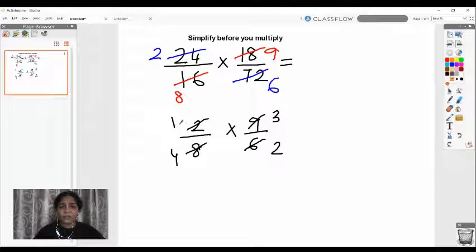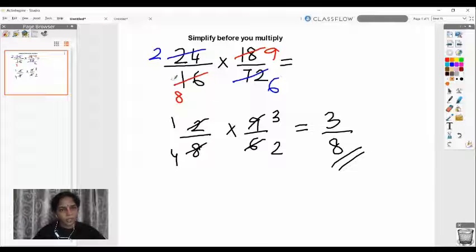Now what has happened? Everything is simplified. Now everything is small numbers. What is left on the top is 1 and the 3. So I'm going to multiply 1 into 3, which is 3. And the bottom, 4 into 2 is going to be 8. So this is the simplest form of the answer for this multiplication.